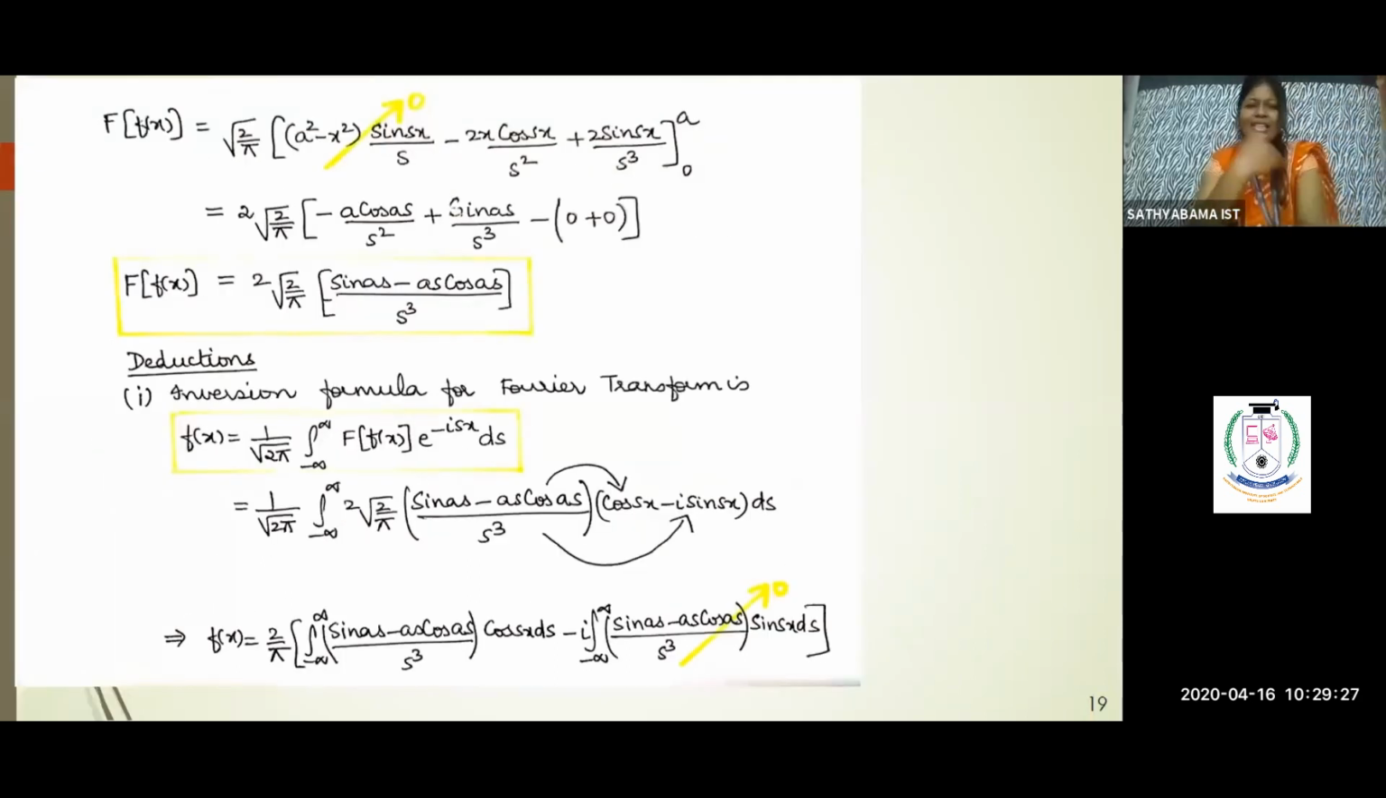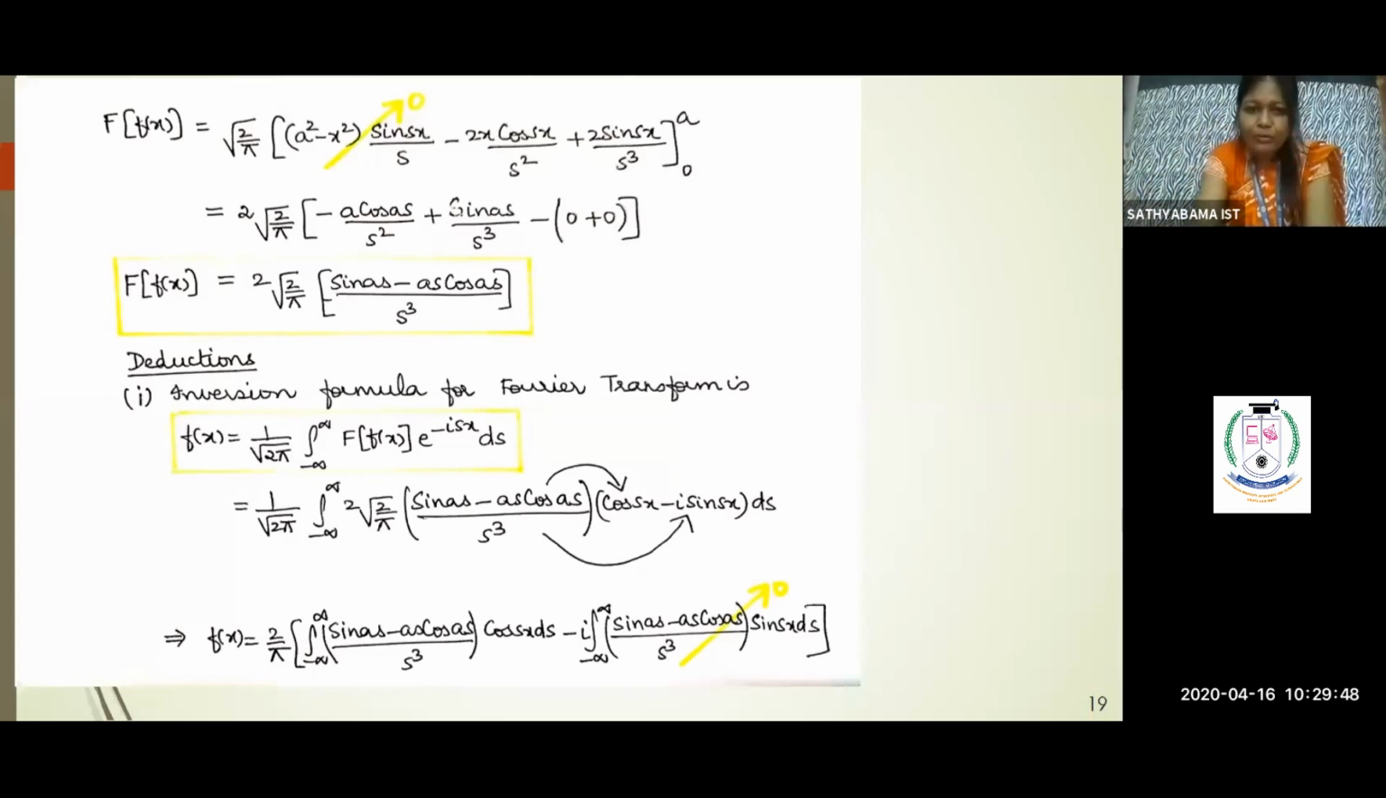Okay, so let's go for deductions. To prove the first one, I'm going to use the inversion formula. I've stated the inversion formula: f of x is equal to 1 by root of 2 pi, integral from minus infinity to plus infinity, Fourier transform of f of x, e power minus isx ds. This is the inversion formula, so you'll have to write ds and e power minus isx. Please note.